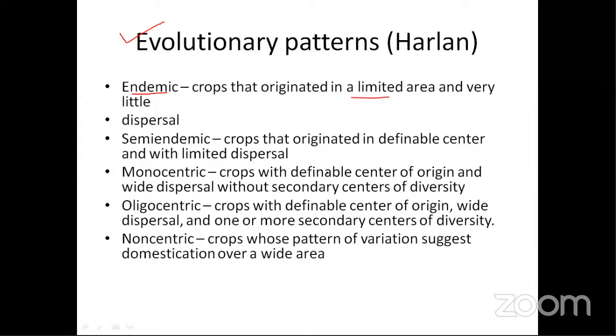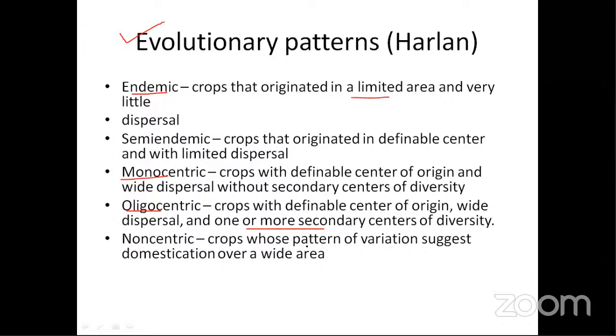Monocentric means a crop with a defined center of origin, and it would have been dispersed to other places later on, but originally it has one center of origin basically. That is monocentric, because it has only one center of origin. Later on it has dispersed from there. Oligocentric means a crop with a defined center of origin, but the diversity is found in more than one place. Those crops can be called oligocentric.